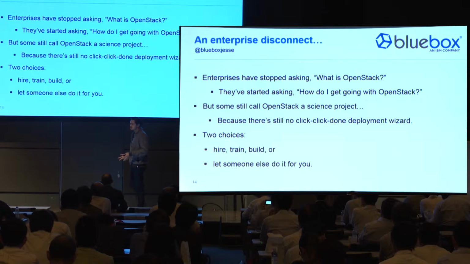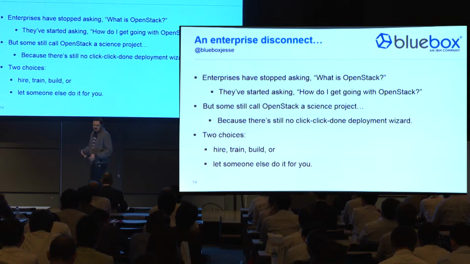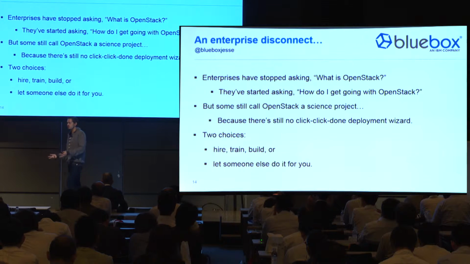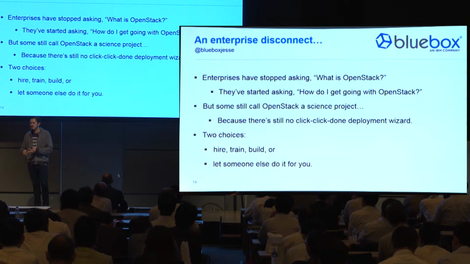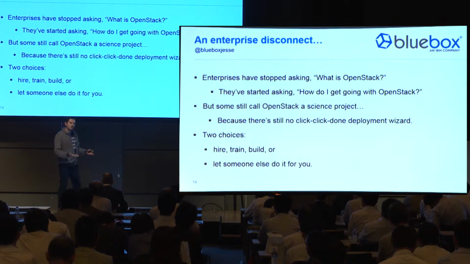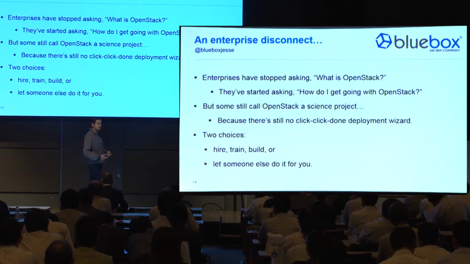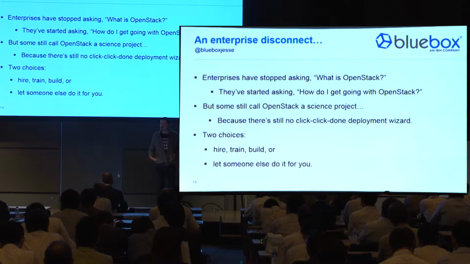And enterprises largely have had two options to consume OpenStack. They can hire, train, build, use a software distribution to get going, which again is labor intensive, takes a lot of time, and it takes a lot of expertise. Or they can let somebody else do that for them. And so the OpenStack-based public clouds were one option, but for the private cloud implementations, there haven't been many other options available.